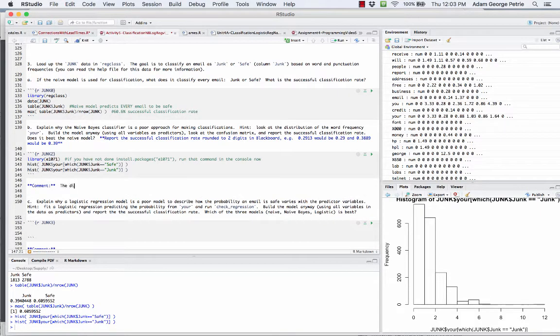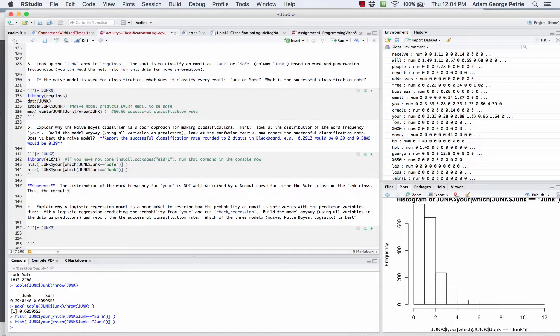All right, so the distribution of the word frequency for your is not well described by a normal curve for either the safe class or the junk class. Thus, the normality assumption behind naive Bayes is failed here. So it may be a poor approach for making classifications. The assumptions are violated. But we know that obviously wrong models can still be useful, so let's go ahead and actually build this model anyway and see how well it does.